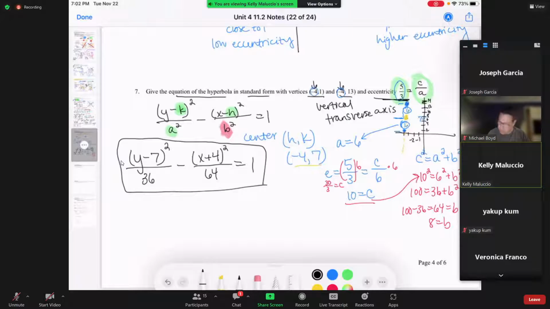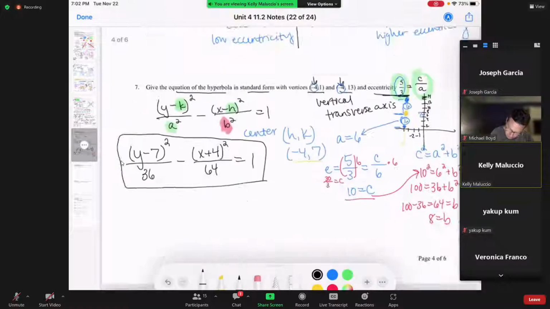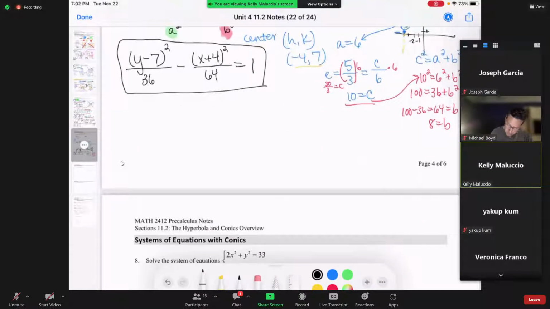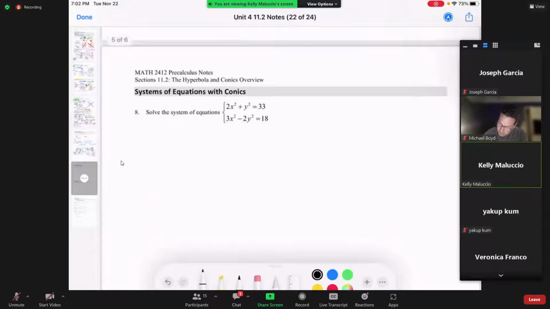Okay, we are going to actually look at, sorry if that was too quick. We are actually going to look at number 8, solving a system of equations. These equations will represent a hyperbola, but this process is something you've seen before and it's old, right? It's something that you've done in the past. So I just want to remind you what it is.